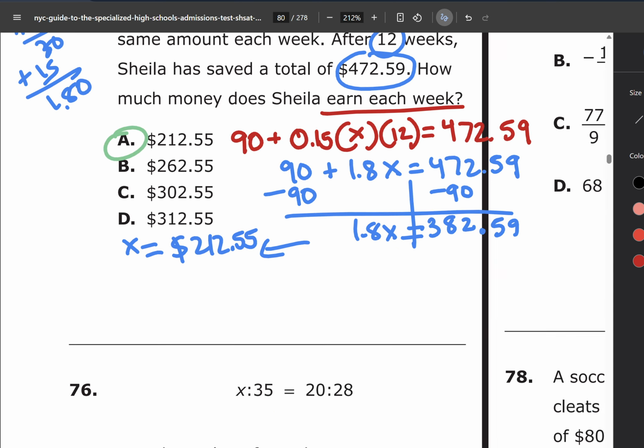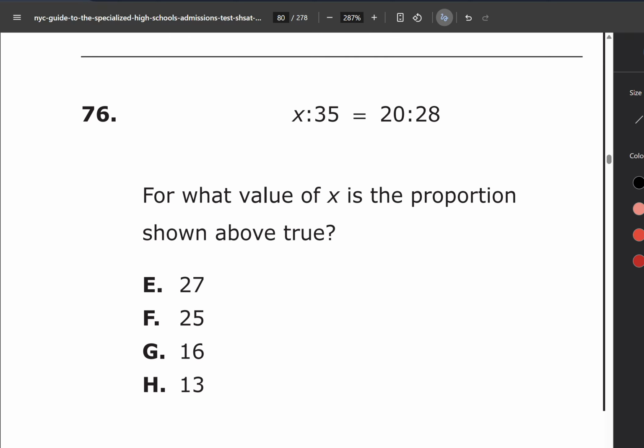All right, next, let's go to the next problem. So we're given here a ratio. So x colon 35 is equal to 20 colon 28. So remember, we can rewrite ratios as fractions as well. So I'm going to rewrite these as x over 35 is equal to 20 over 28. So for what value of x is the proportion shown above true?